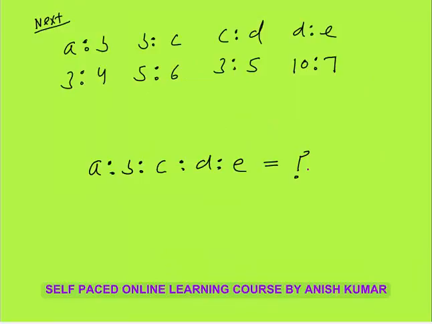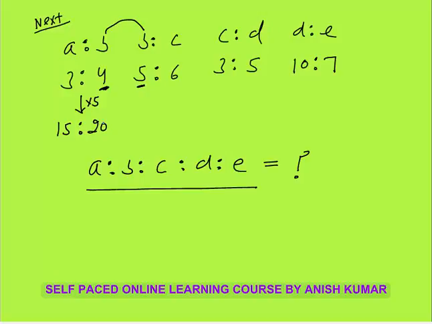Next question: A is to B, B is to C, C is to D, D is to E are given to you. You need to find the ratio of A, B, C, D, E. Now, please pause this video and try to solve this question by yourself. If you are not able to solve it, then look at the solution. Again, B is a common number, I will make it the same. I will multiply this 4 by 5, and this 5 by 4 to make it 20. So this ratio I will multiply by 5. This becomes 15, this becomes 20.